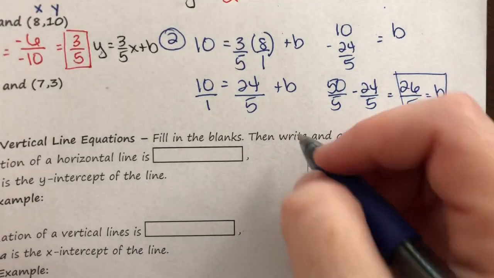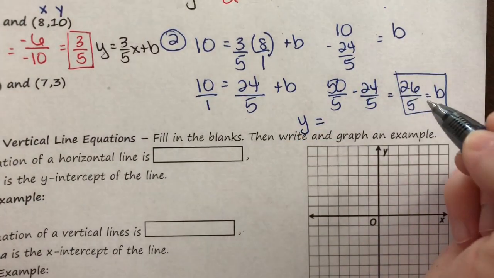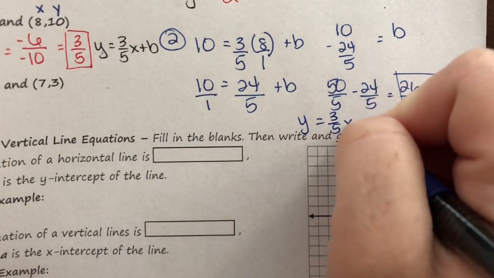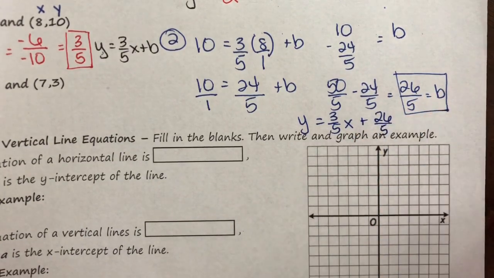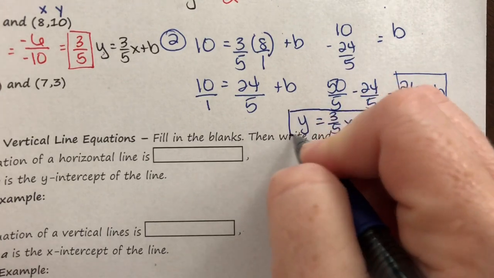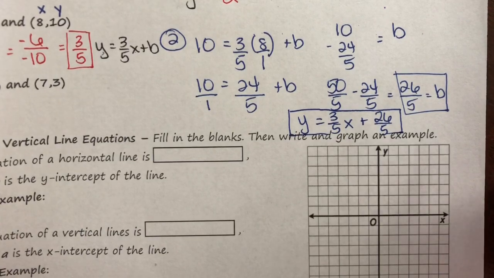Okay, so we're not done, almost. Our equation will be y equals 3/5 x plus, and you can either write 26/5 or you can write 5 1/5 if you wanted to change it to a mixed number. I would accept either one at this point because that's a lot of work.